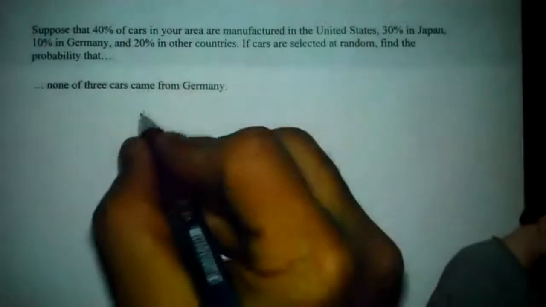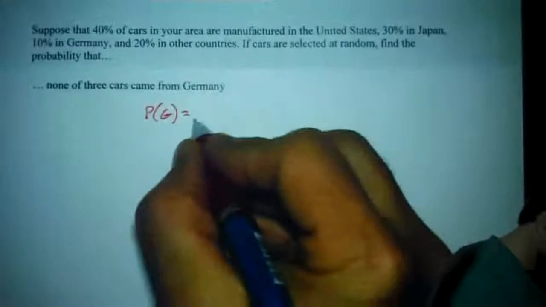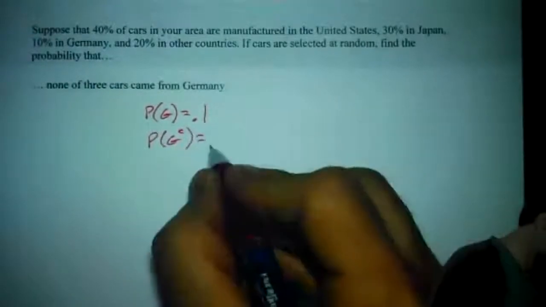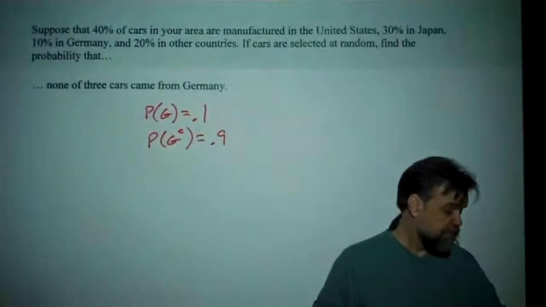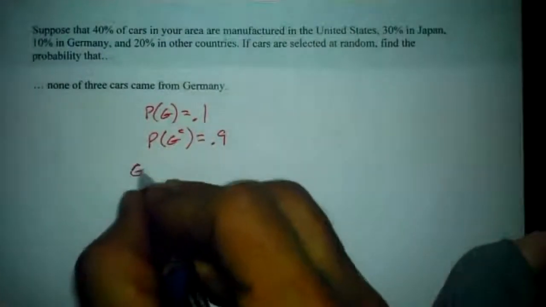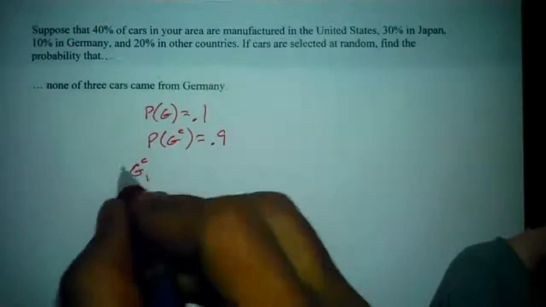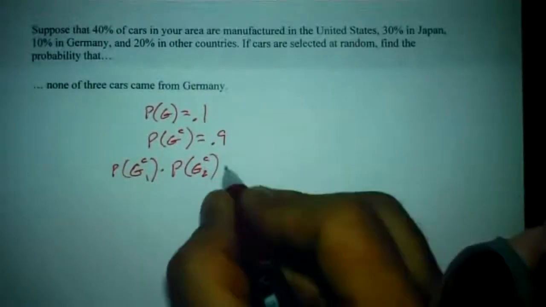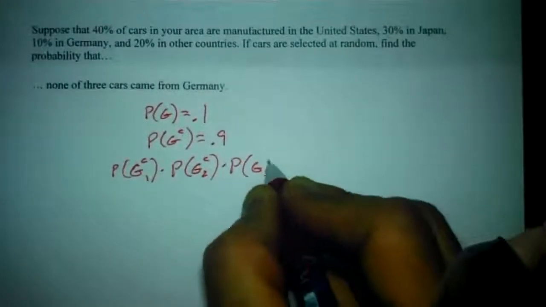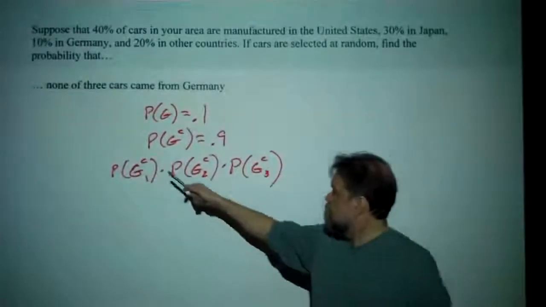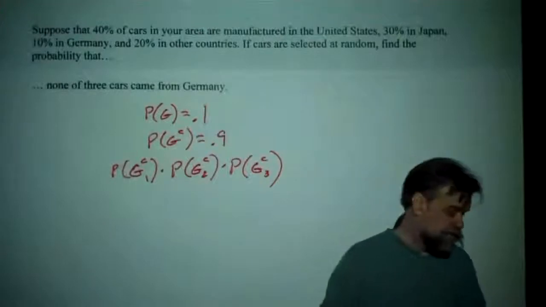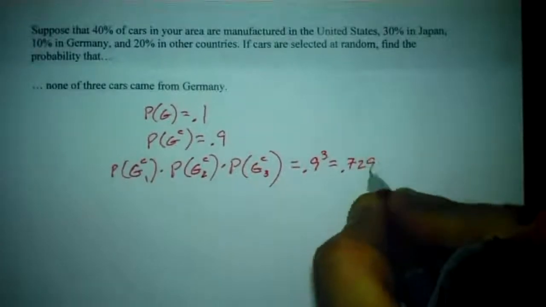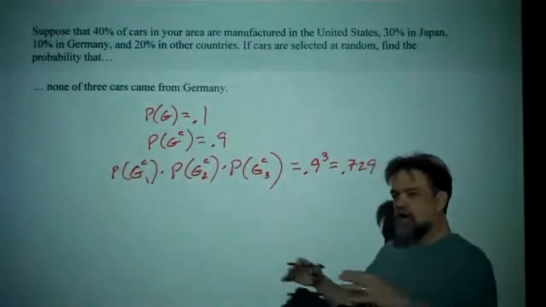So first off, I know that the probability of a car being from Germany is 0.1. Well, that means the probability of a car not being from Germany, the complement, would be 0.9, 1 minus 0.1. Well, the probability of the complement of car 1 times the probability of car 2 not being from Germany times the probability of car 3 not being from Germany, that's going to be 0.9 times 0.9 times 0.9. That's just 0.9 cubed, which I believe is 0.729.